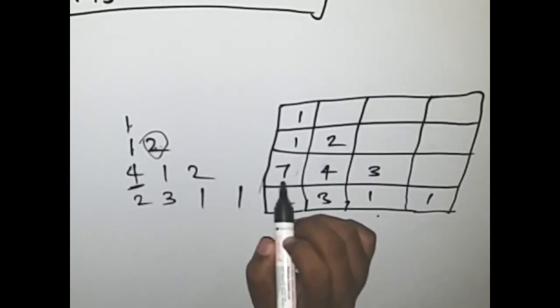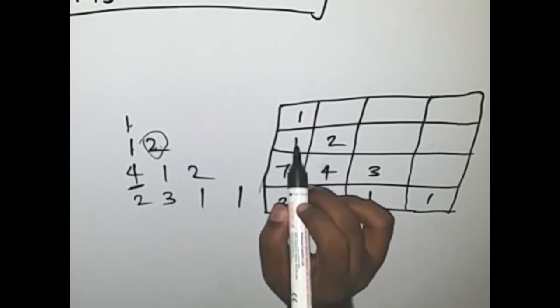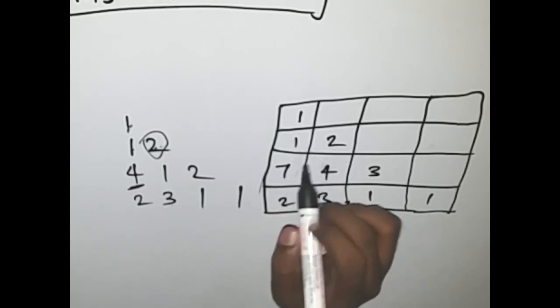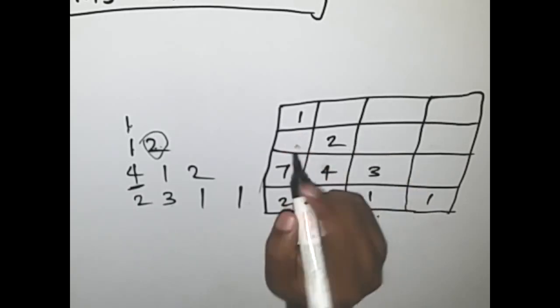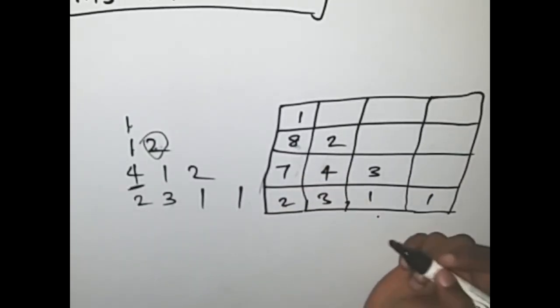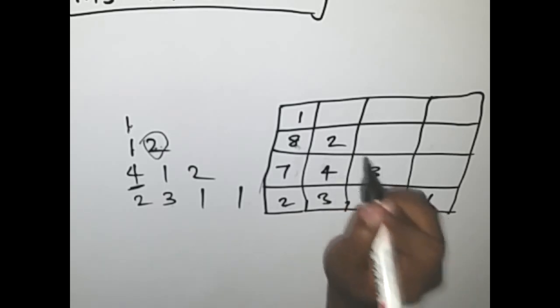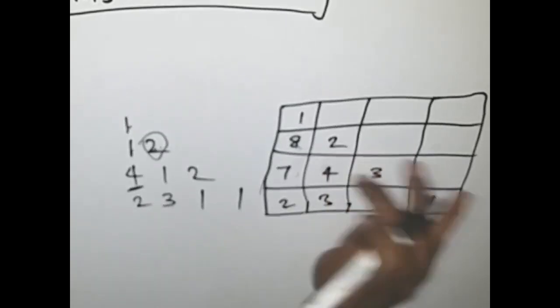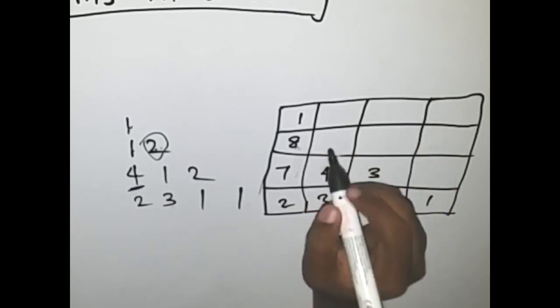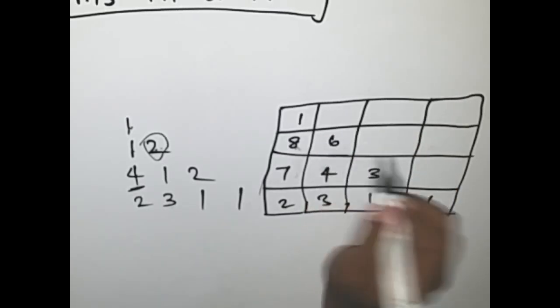We take the maximum of 7 and 4 and add it to 1 and store it here. The maximum of 7 and 4 is 7. We add it to 1 and we get 8, and we store 8 here. The same thing is done with 2. We take the maximum of 4 and 3 and add it to 2 and store it here. So the maximum of 4 and 3 is 4. We add it to 2, we get 6, and that we store here.